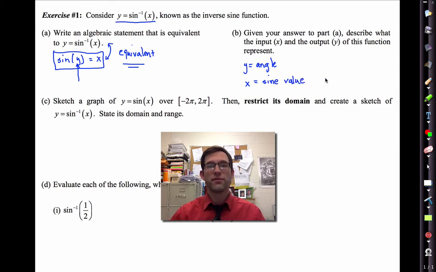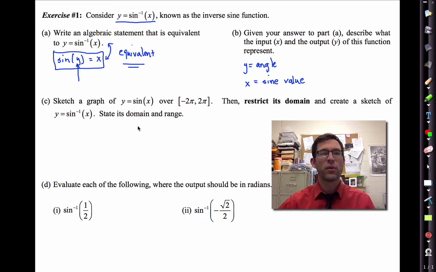With the normal sine function, x is an angle and y is a sine value. But here, y is the angle and x is the sine value. So going back to the original equation, the way that we would interpret this is that the output will be the angle that has a sine of x. Now, letter C, what we want to start doing is start thinking about what the inverse sine function looks like.